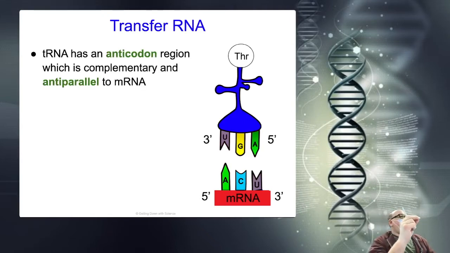So what tRNA does, it has an anticodon region, okay? So that's going to be the complement to the mRNA, okay? Complementary and anti-parallel. What's that anti-parallel mean? You should probably remember that 3-5 thing, the direction.